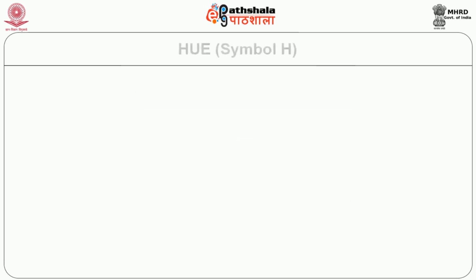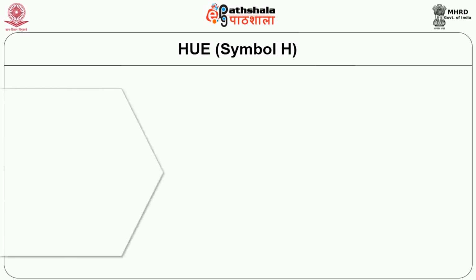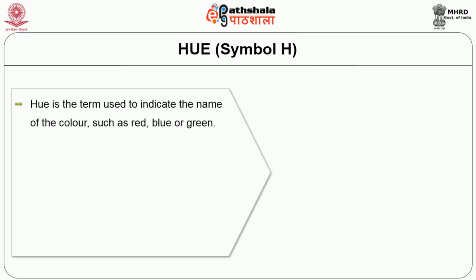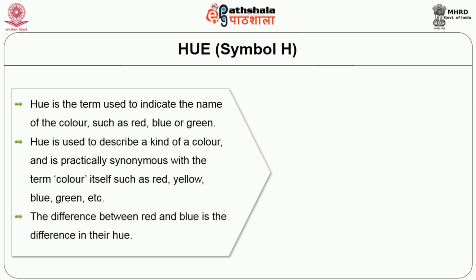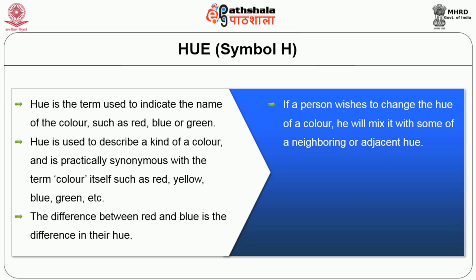The first one is hue. The symbol of hue is H. Hue is the term used to indicate the name of the color such as red, blue or green. Hue is used to describe a kind of color and is practically synonymous with the term color itself, such as red, blue, green, yellow, etc. The difference between red and blue is the difference in their hue. If a person wishes to change the hue of a color, he will mix it with some of a neighboring or adjacent hue. For example, some red added to blue will change its hue to purple.